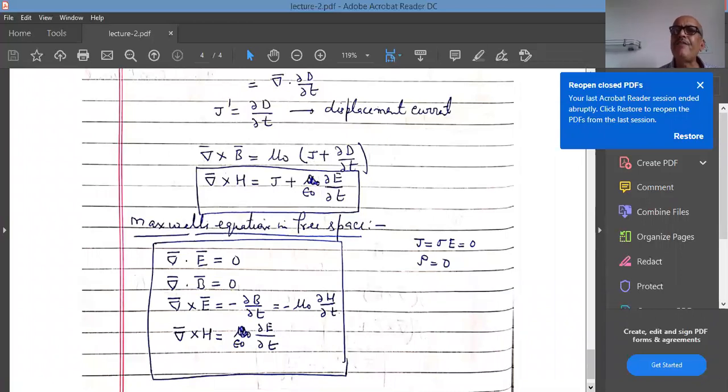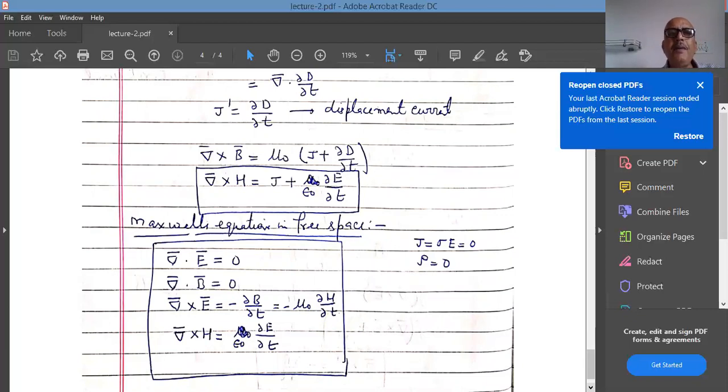Now we will write down the Maxwell equations in free space. Free space means vacuum. So in vacuum, the volume charge density will be equal to 0, and also the conductivity is equal to 0, because free space or vacuum is nothing but the physical absence of gases. So the value of J will be equal to 0. J is sigma E, conductivity is equal to 0, and also the volume charge density is equal to 0.